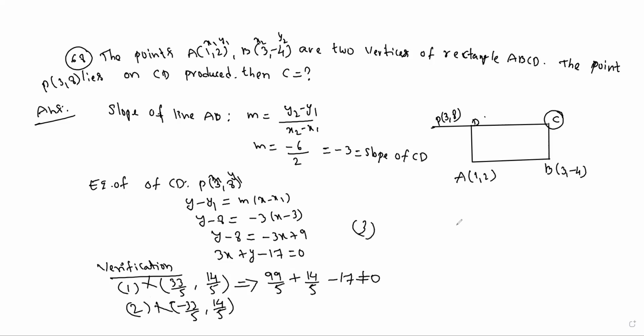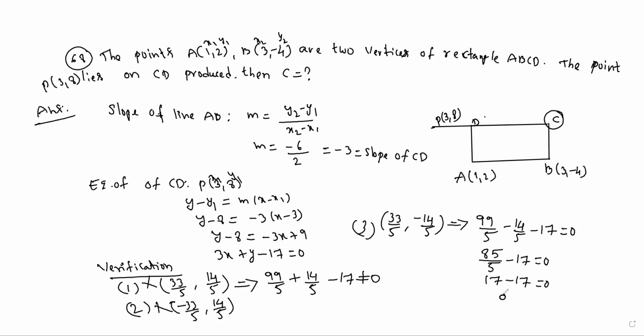Coming to the third option, the third option is clearly given as 33 by 5 comma minus 14 by 5. If you substitute this in the equation, 3 into 33, that is 99 by 5 minus 14 by 5 minus 17 equal to 0. In these two the LCM is 5: 99 minus 14, that is 85 by 5 minus 17 equal to 0. 85 by 5 is nothing but 17, minus 17, so 0 equals 0. Satisfied, that's why option 3 is the correct one.